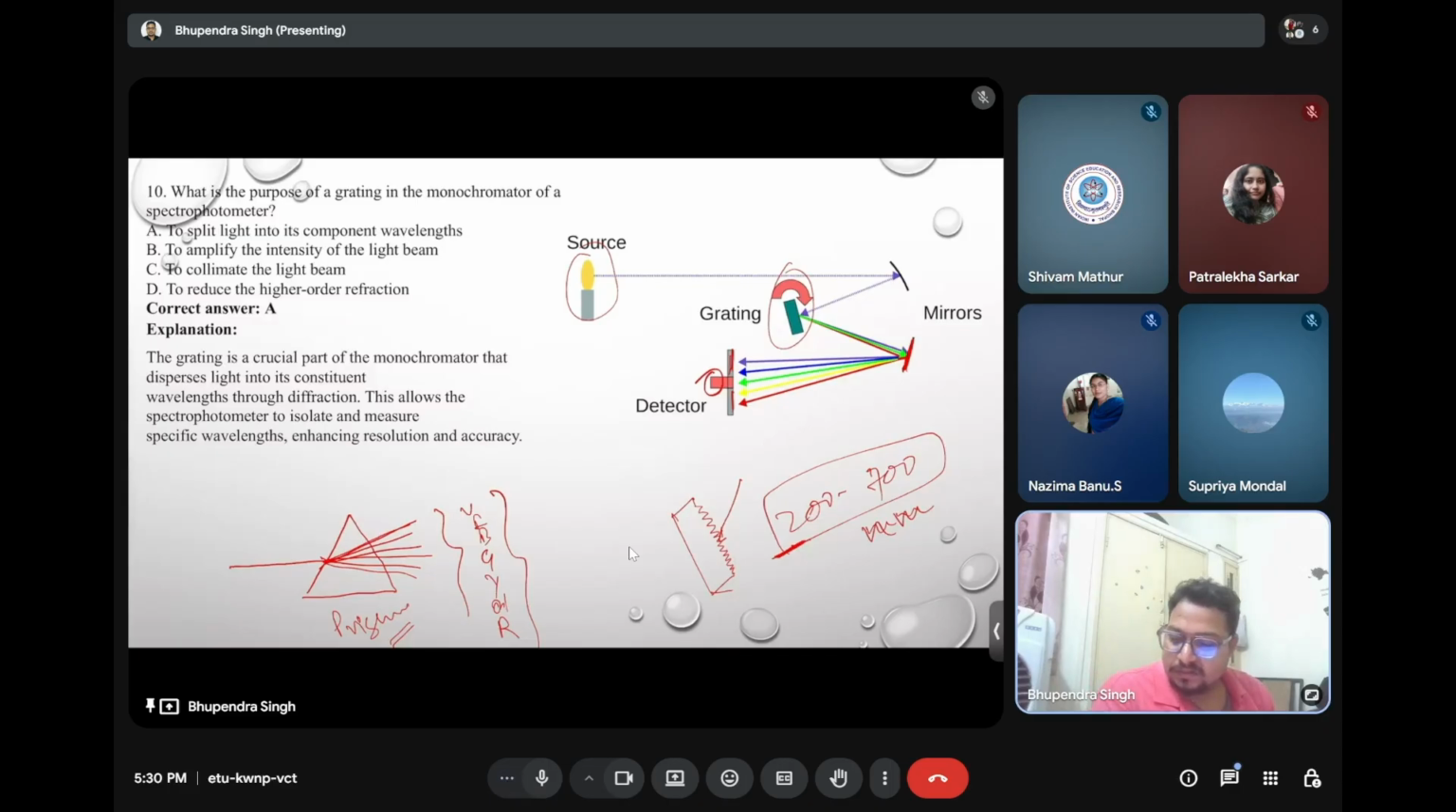So this is the purpose of the grating in the monochromator: it splits the light into its component wavelengths. Answer: to split light into its component wavelengths, A. To amplify the intensity of the light beam? No. To collimate the light beam? No, it will disperse. To reduce the high order refraction? No. The grating is a crucial part of the monochromator that disperses light into its constituent wavelengths through diffraction. This allows the spectrophotometer to isolate and measure the specific wavelength, enhancing resolution and accuracy. Yes, of course.